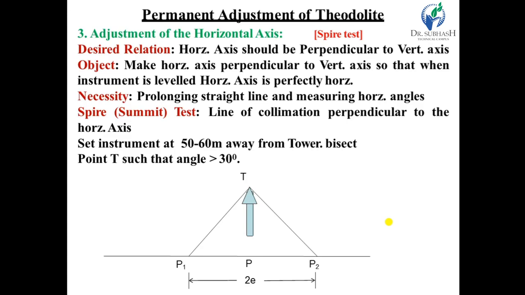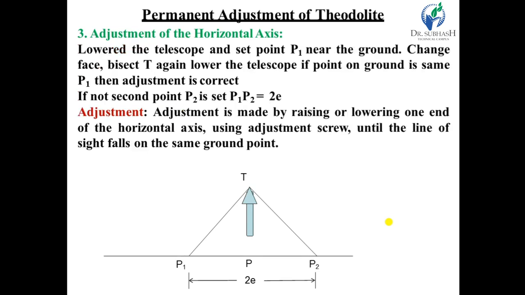Set the instrument 50 to 60 meters away from the tower and bisect the point T such that the angle is 30. So our sighted angle is 60, right? Our sighting angle is 60, so that our tower angle is 30. After that, we have to lower the telescope and sight point P1 near the ground. Change the face and bisect T again. Lower the telescope; if the point on the ground is the same P1, then the adjustment is correct.